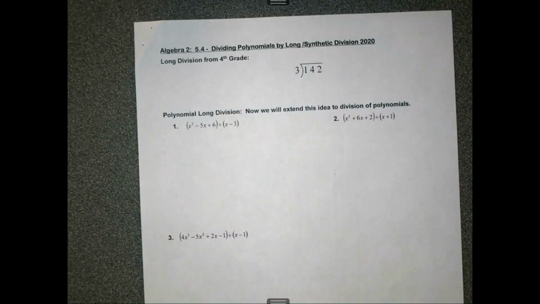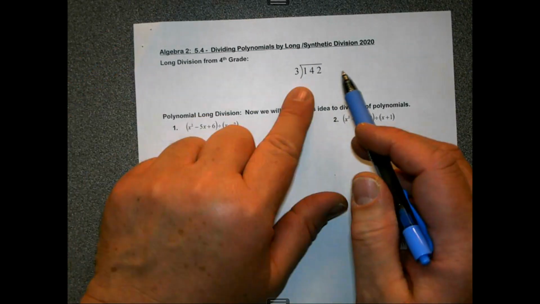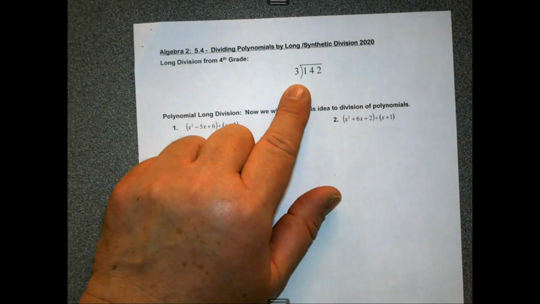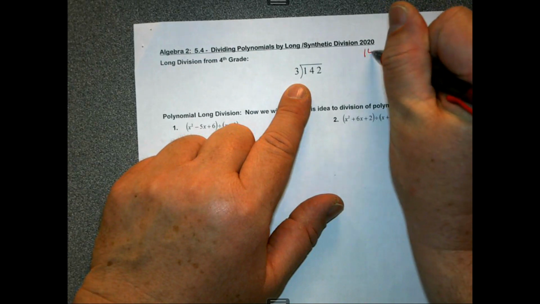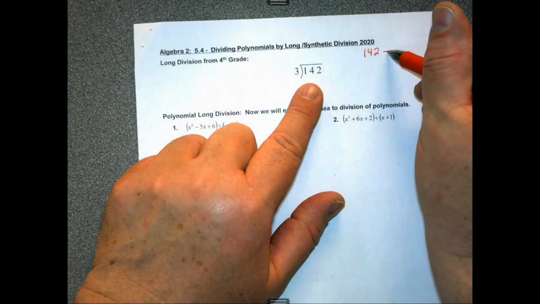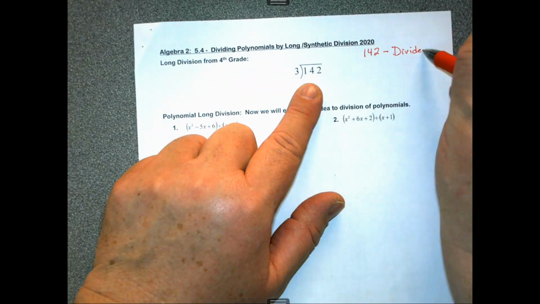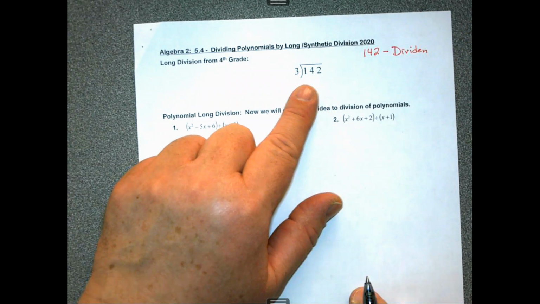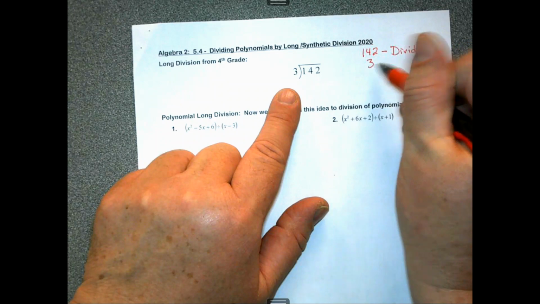All right. I asked my last class this, and they didn't know any of this stuff. It's been a while. Do you guys know what the 142 is called? The 142 is called the dividend, right? Is this coming back to anyone? Do they teach you this? What about the 3? What's the 3 called?